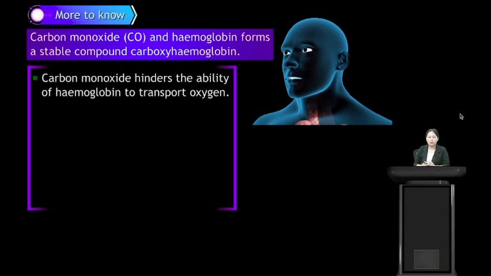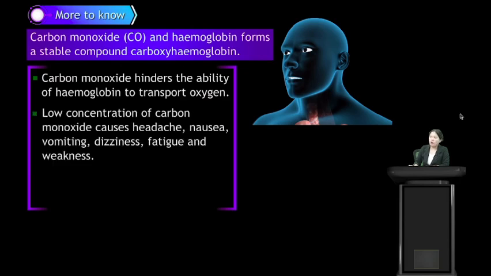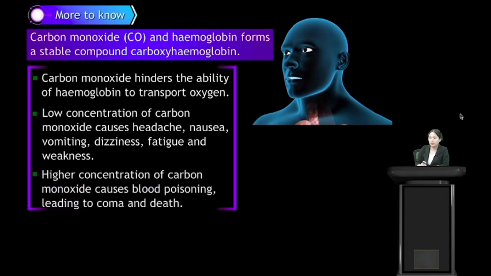The oxygen in our body is transported to different parts of our body by the hemoglobin, which is present in our blood. But if carbon monoxide forms this compound carboxyhemoglobin, then it will hinder the ability of hemoglobin to transport oxygen. A low concentration of carbon monoxide causes headache, nausea, vomiting, dizziness, fatigue, and weakness in humans. A higher concentration of carbon monoxide in our blood causes blood poisoning, leading to coma and death. So these are the ill effects of carbon monoxide on our health.